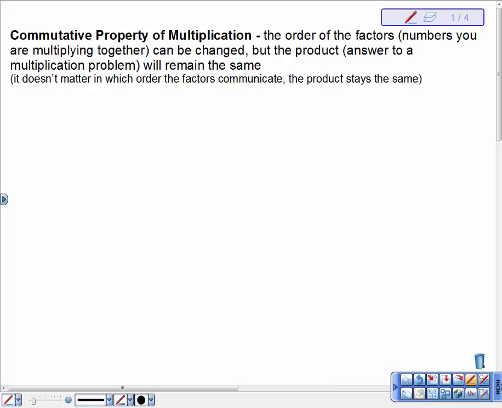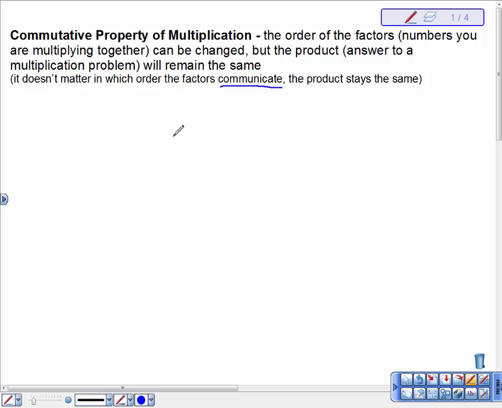A little trick that I like to use to remember that is that it doesn't matter in which order the factors communicate, the product stays the same. The word communicate is similar to the word commutative. So that's the little trick that I use to remember what the commutative property of multiplication says. It doesn't make a difference in what order you list the factors, the answer is going to be the same. Let's take a look at an example of that.